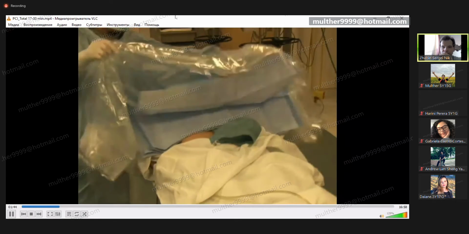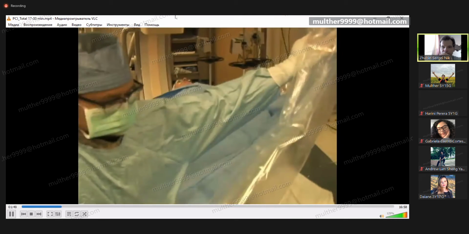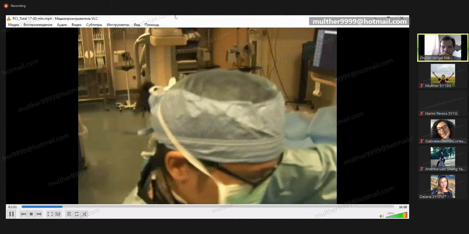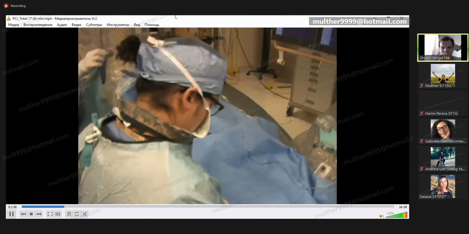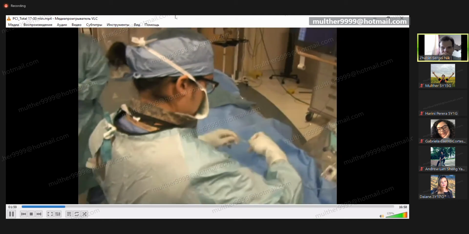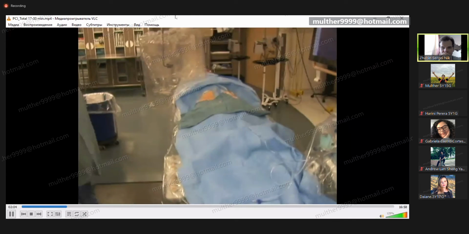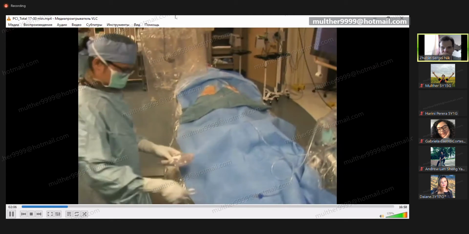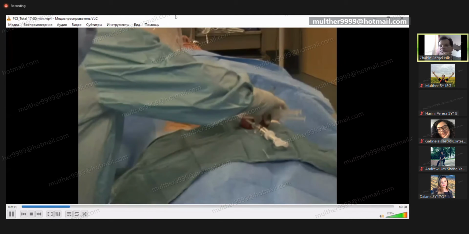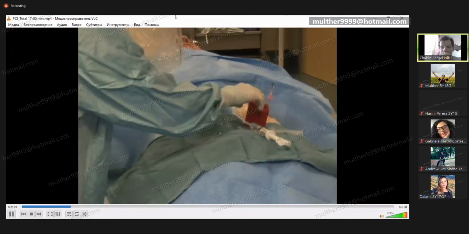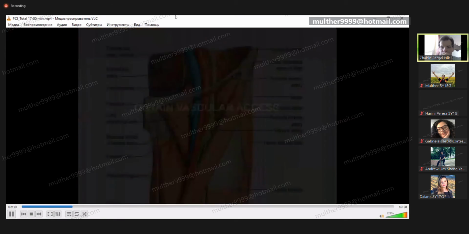Following cleaning, the patient is draped with a sterile drape which has two circular holes to provide exposure of the bilateral femoral areas. In this example, the tubing for the contrast injection system also serves as the tubing for invasive hemodynamic monitoring. This setup is similar to that of a standard injection manifold. The contrast injection system is prepared by attaching all tubes to the power injector and flushing the system with both heparinized saline and IV contrast.